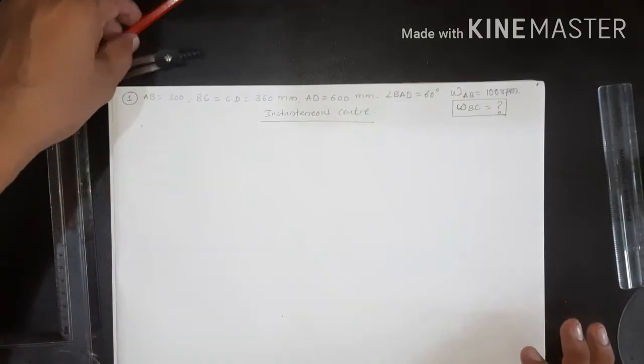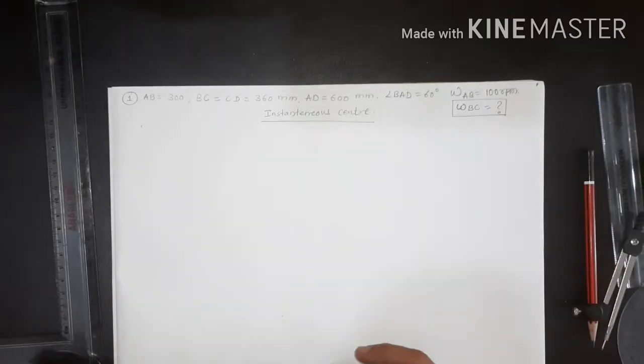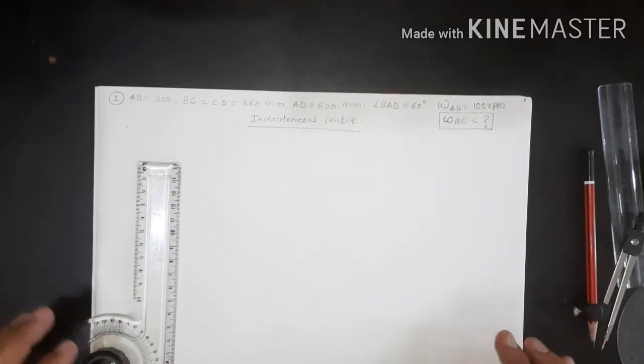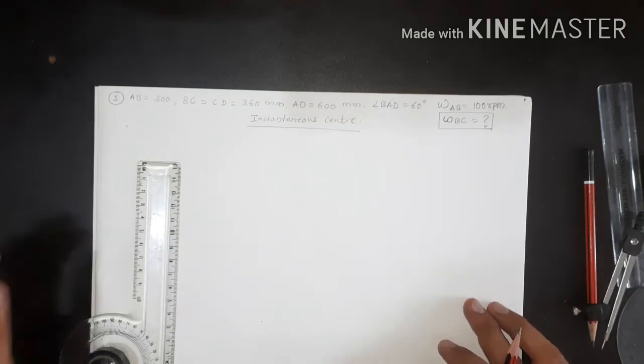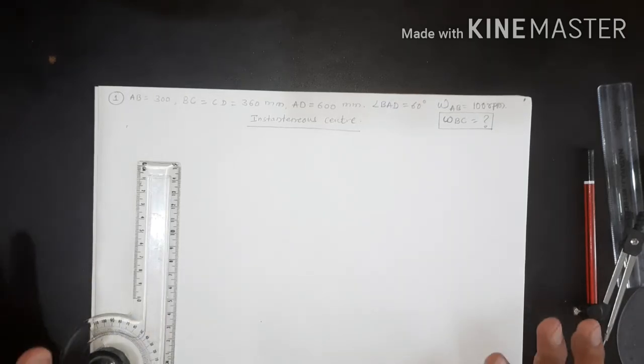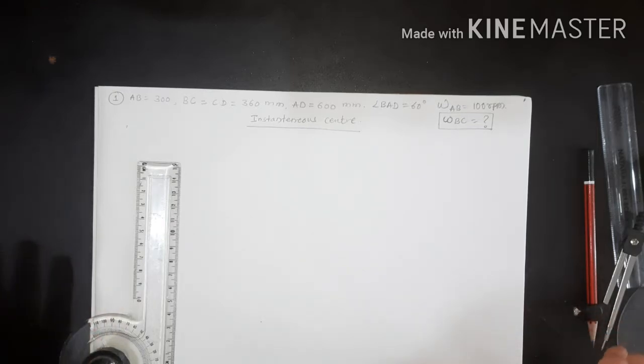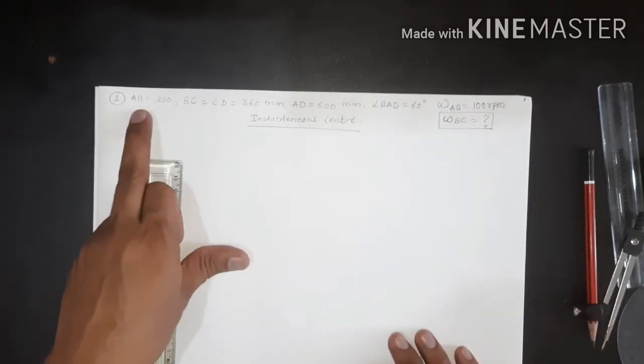Okay, so we are going to study the instantaneous center method. So we are seeing first a 4-bar mechanism, a simple 4-bar mechanism in which the dimensions are given.